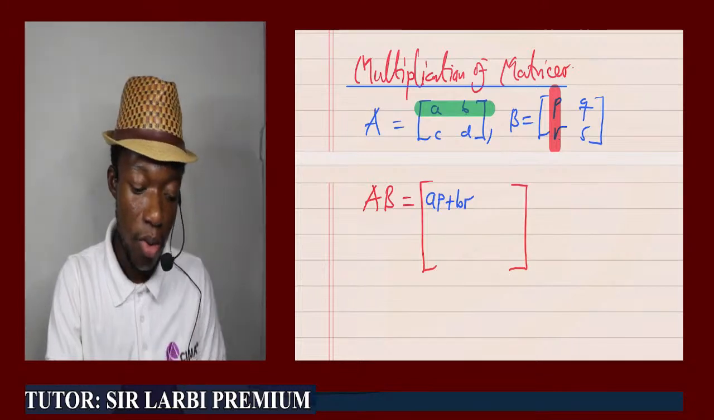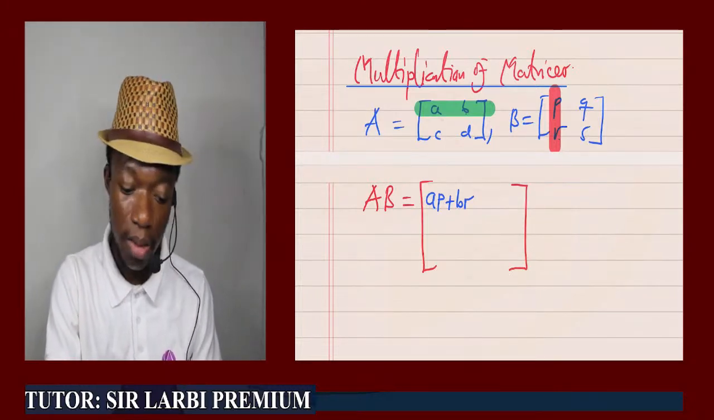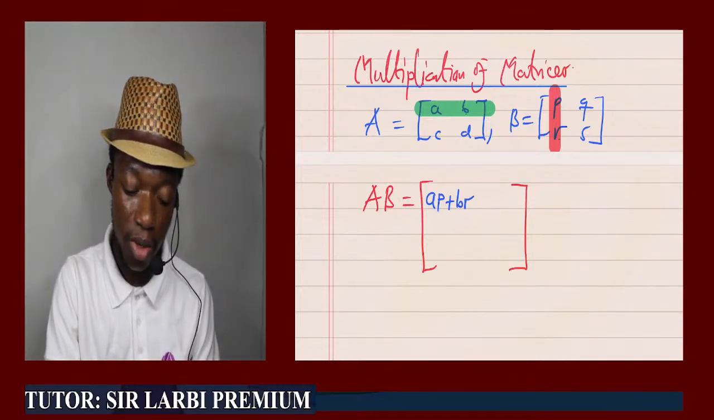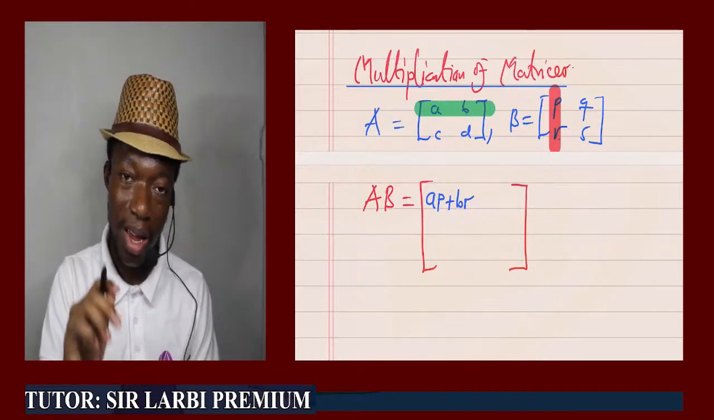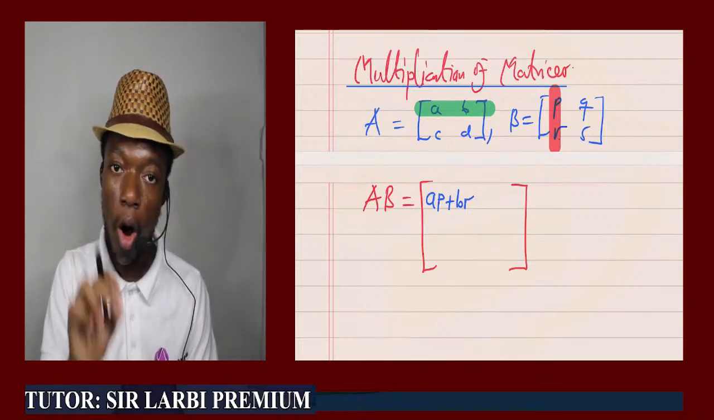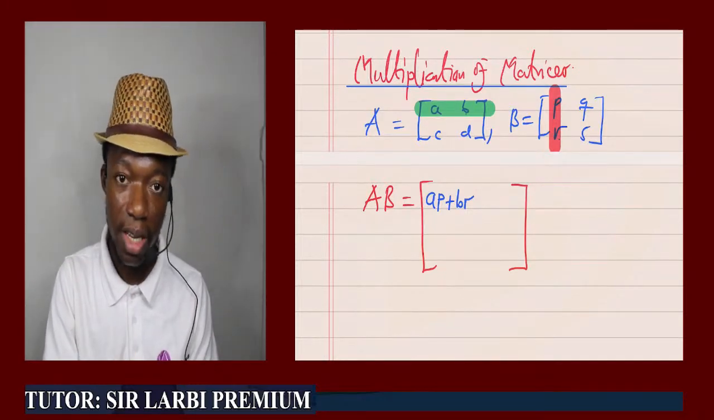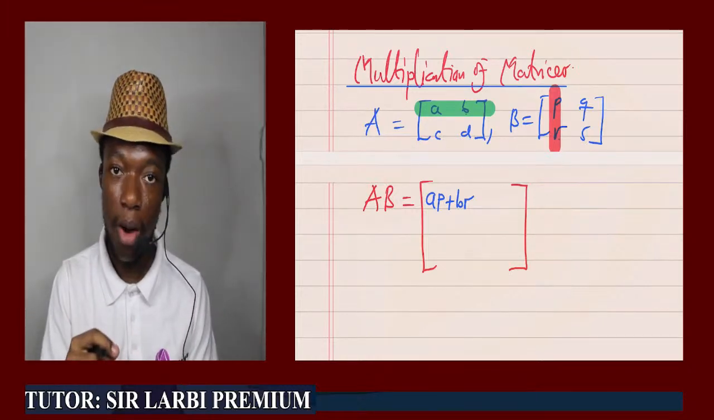So that means that we will have A multiply P, and that will give us AP. Then we say plus, then we have B also multiply R. And as I said, that will give us just the first entry of the result, which is positioned on the top left corner of the array.